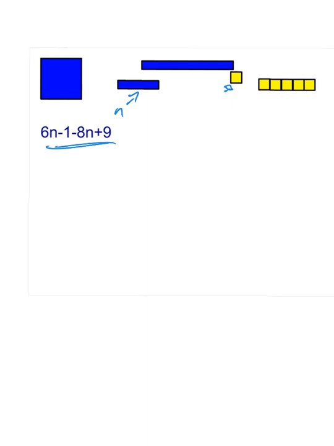So again, what we've talked about in class is we would say this is plus negative 8. So we would rewrite this as 6n plus negative 1 plus negative 8n plus 9.